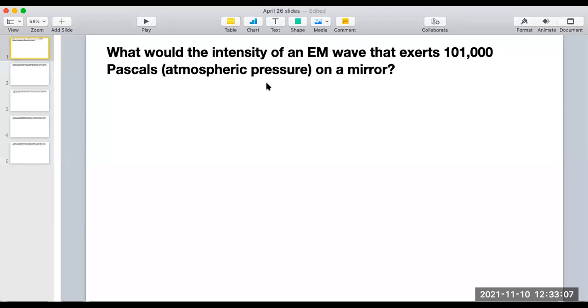And let's start with just a review problem from what was covered last time around. So there's light and it's going to be shining just directly on this mirror.